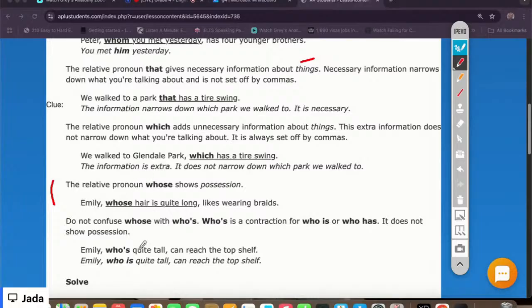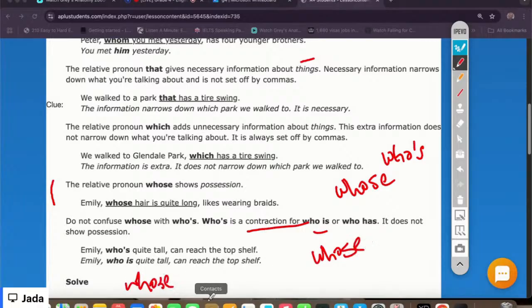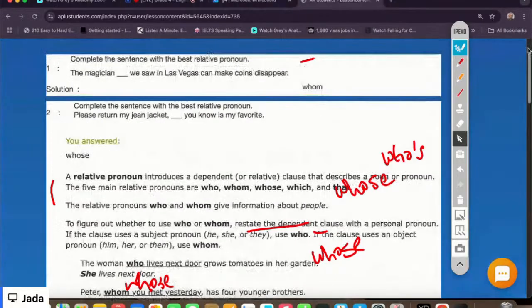Oftentimes people confuse whose and who's. So we have whose and who's. Who's is a contraction of who is or who has. It does not show possession. So, Emily, who's quite tall, can reach the top shelf. You cannot say Emily whose here, it doesn't make sense in the sentence because it isn't showing possession. So people confuse whose and who's, but you should note that who's is different. It's just a contraction.